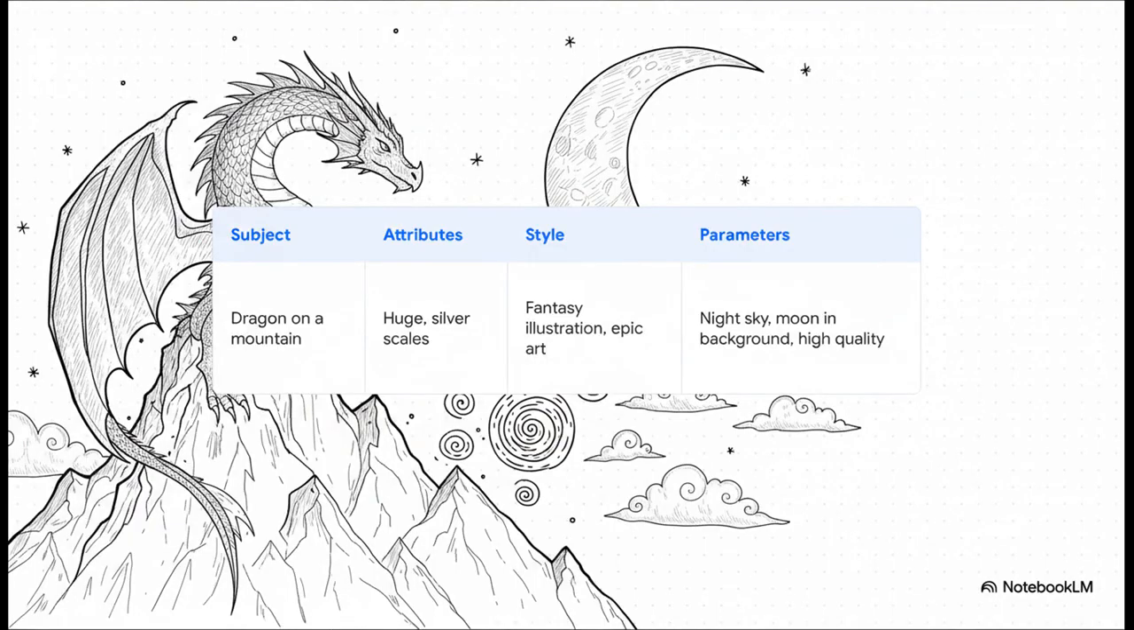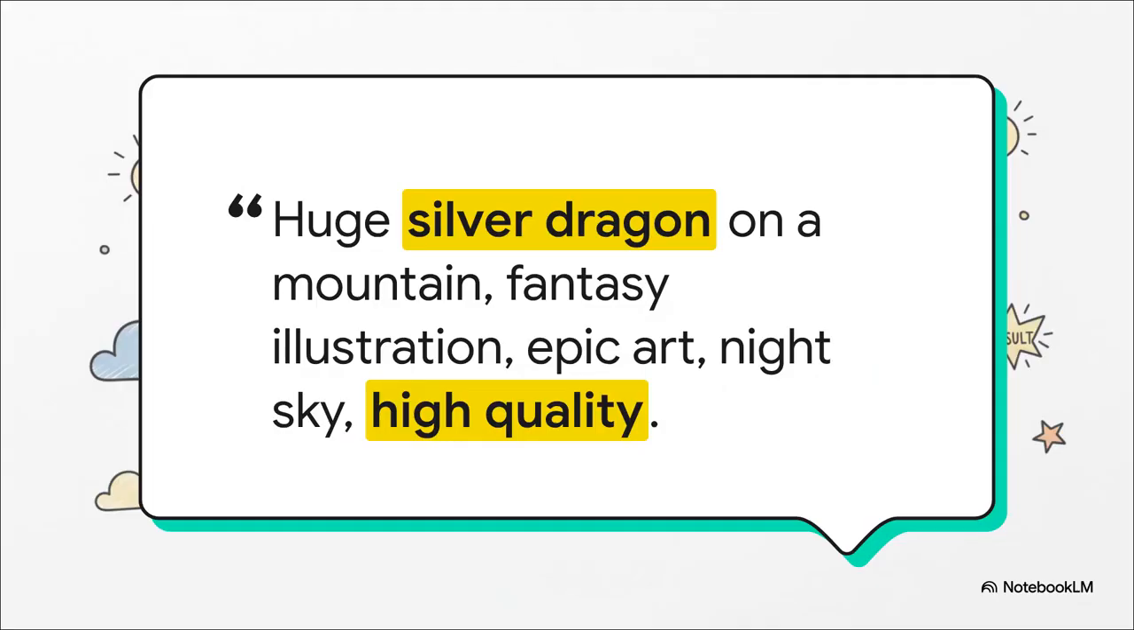Now let's jump into a completely different world. Let's say you need a book cover. Subject, dragon on a mountain. Attributes, huge silver scales. Style, fantasy illustration, epic art. And the parameters, night sky, moon in background, high quality. You see, the formula works perfectly again. And once again, the final prompt is just this powerful combination of our four elements. This one sentence holds all the instructions the AI needs to create a truly epic and memorable fantasy scene. You can really see how this structure brings any creative vision to life, no matter the genre.